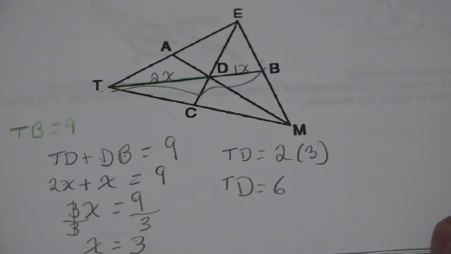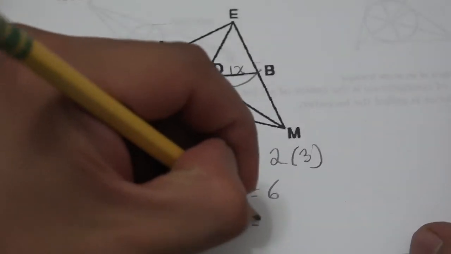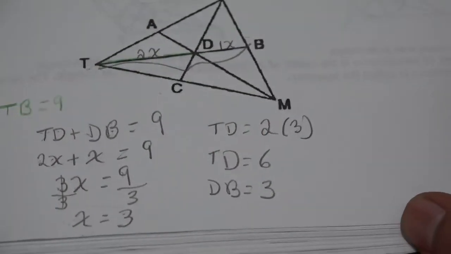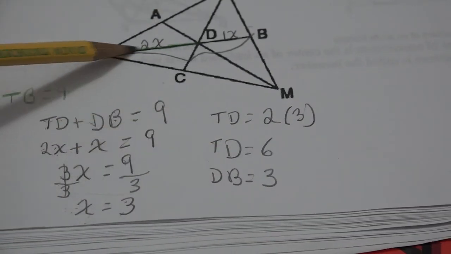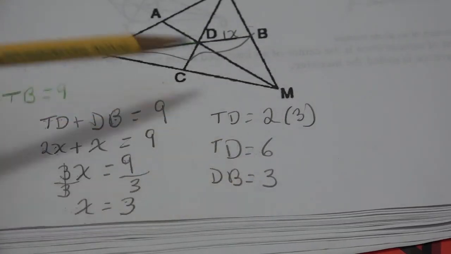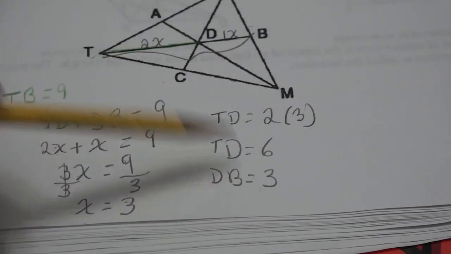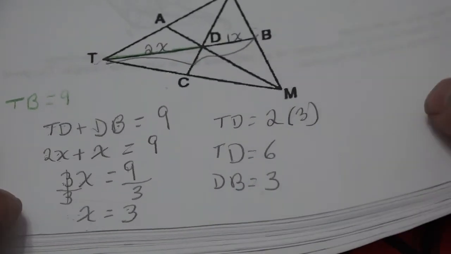So that means that dB, since it is x and x is 3, dB is 3. And it makes sense. This segment TD, 6, is twice as much as 3. So there you have it. We found the length of TD. Please don't ever forget that. So that was the example.